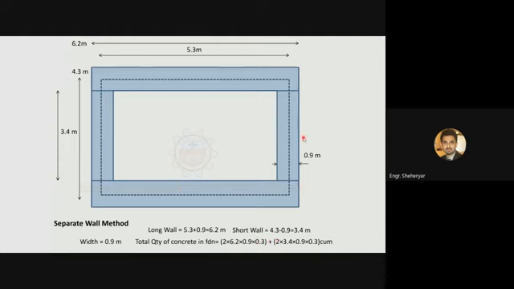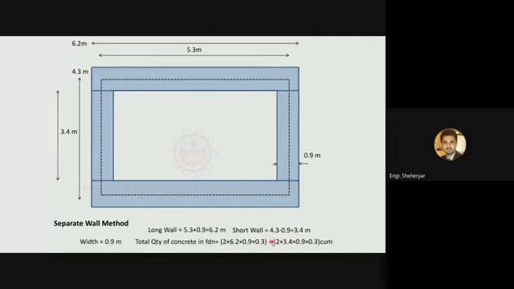Plus, now the calculation for the short walls. 3.4 is the length of the short wall, multiplied by 0.9, which is the thickness or width of the wall, and multiplied by 0.3, the thickness or height of the wall at this level, and multiplied by 2 because there are two short walls. Calculate this value, add them together, and you'll get the quantity of material required at this level.